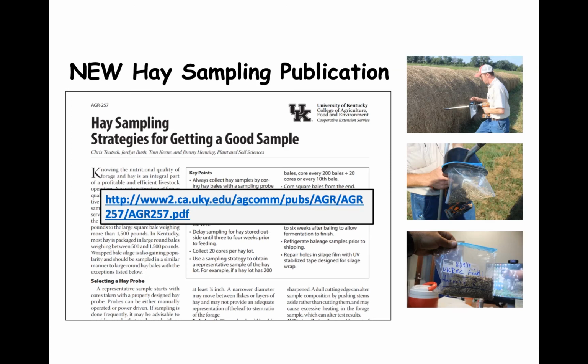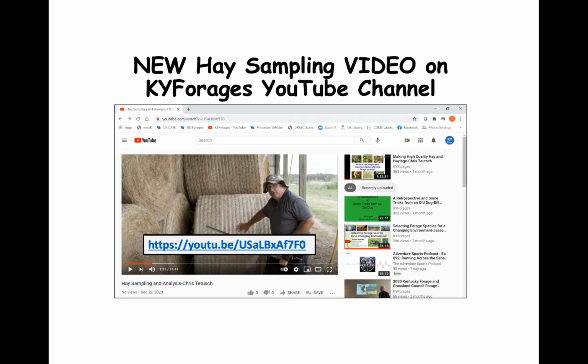We have a brand new hay sampling publication, AGR 257. You can get it at your local extension office or download it online. We also have a new hay testing video that's available on our KY Forages YouTube channel.